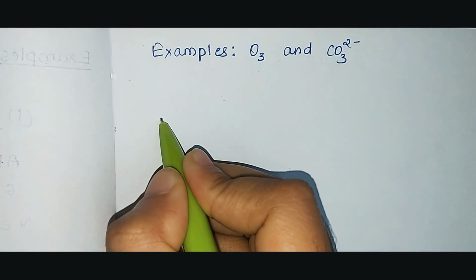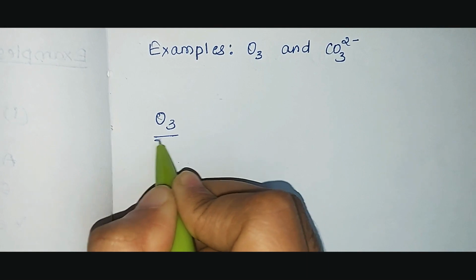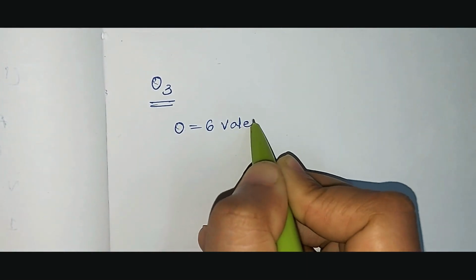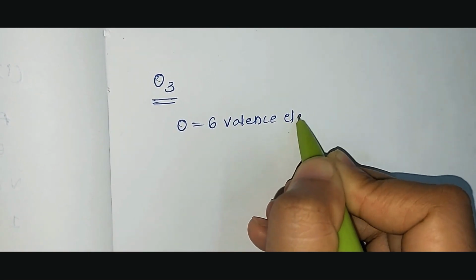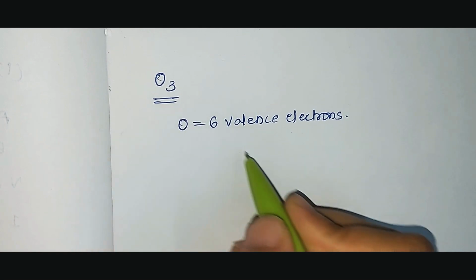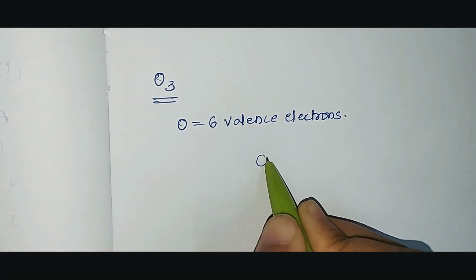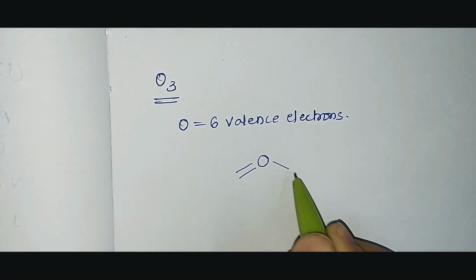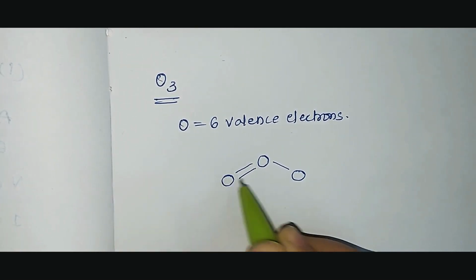So let us consider the example O3. Oxygen has how many valence electrons? 6 valence electrons in its free atom. Okay, now we are having O3. So Lewis dot structure means what? You have to write the structure in such a way that it has 8 electrons surrounding each atom, and the Lewis dot structure for ozone is this.